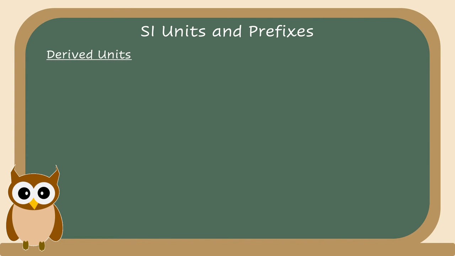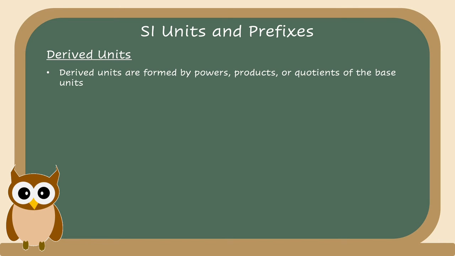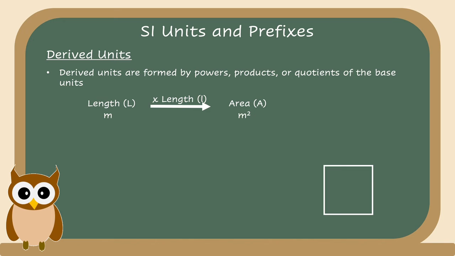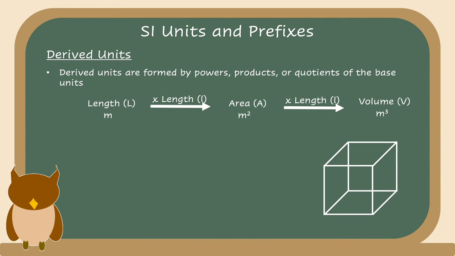From the 7 base units, a number of important units can be derived by simply forming powers, products and quotients of the base units. For example, the base quantity length can be multiplied by length to get area with the units meters squared. And if we multiply again by length, we are given volume with cubic meters as its units.